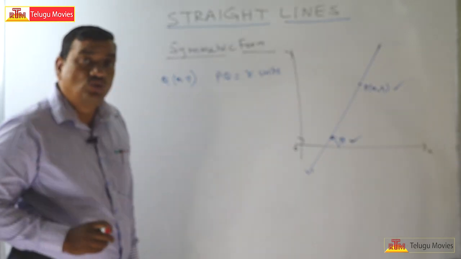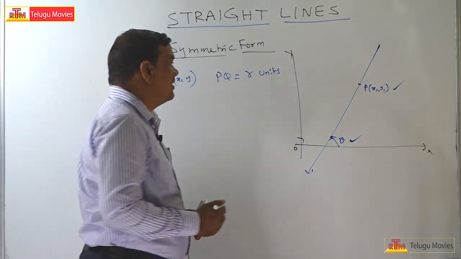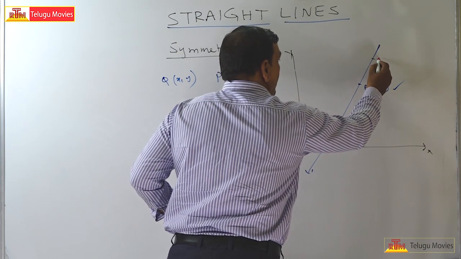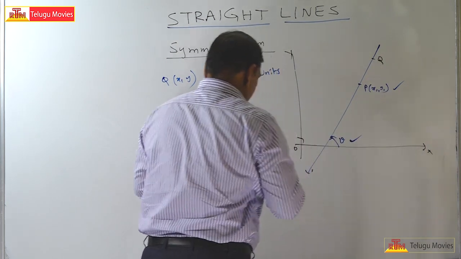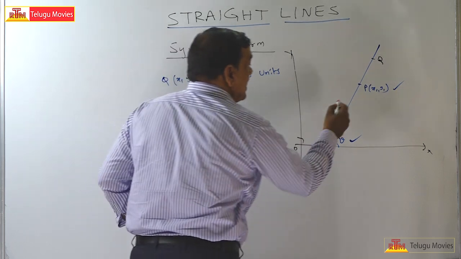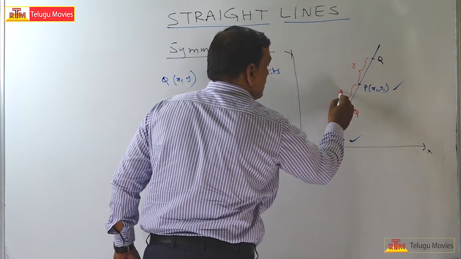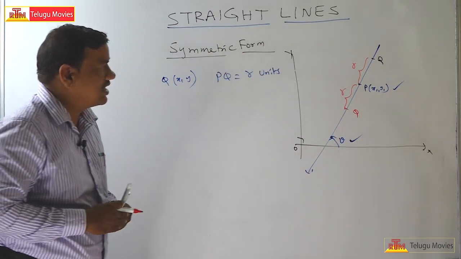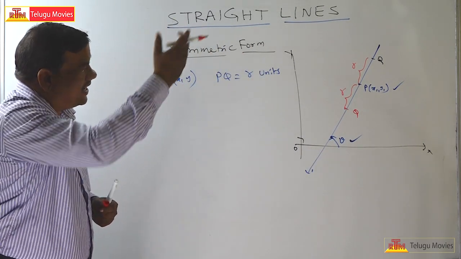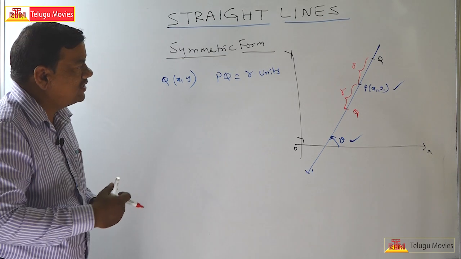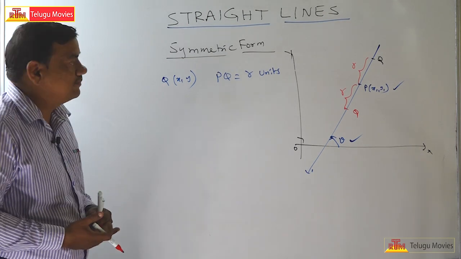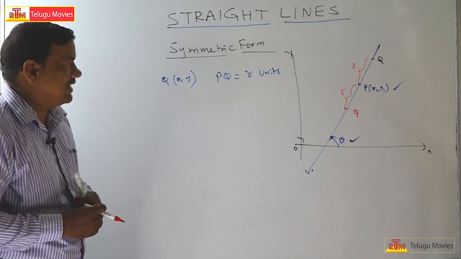Then two cases arise. I am not telling whether it lies above the point. So, here Q may be here or Q may be here. This is also r units, this is also r units. So, there are two chances. So, P may lie above the point, or P lies to the left or to the right, we can say, of the point (x, y).